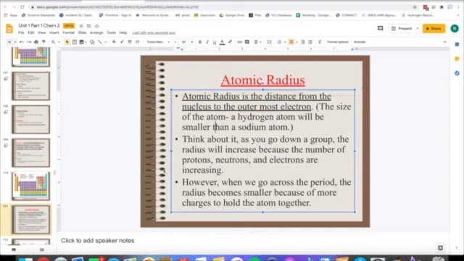Okay, so if you think about it, as you go down a group, the radius will increase because there's more protons, neutrons, and electrons. However, when you go across the period, the radius becomes smaller because it holds on to those atoms closer to each other.